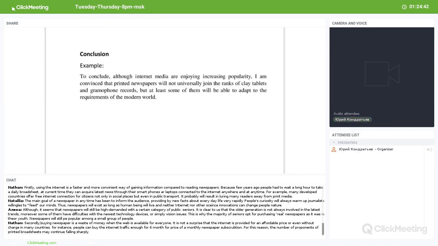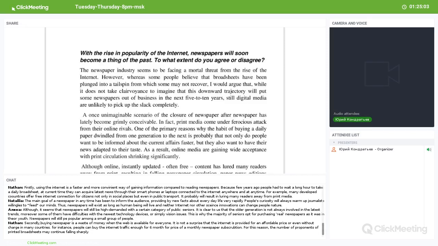commentaries. So, as for the conclusion, to conclude, although internet media are enjoying increasing popularity, I am convinced that printed newspapers will not universally join the ranks of clay tablets and gramophone records, but at least some of them will be able to adapt to the requirements of the modern world. Okay, so here is my whole essay example, my example of an essay on the topic.